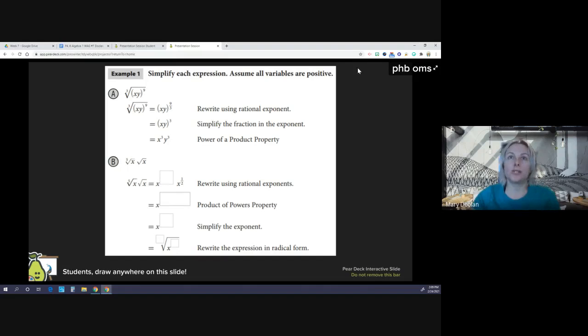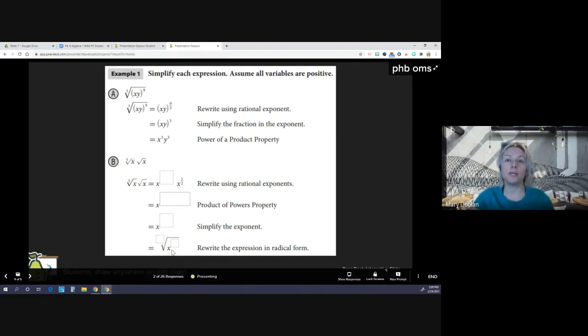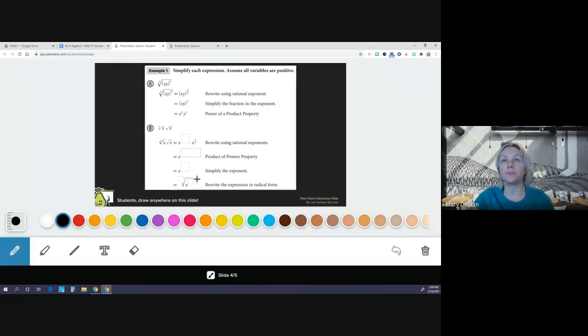Okay, so if we look here, we're going to be simplifying each expression, and we're starting with this expression right here. Remember, when you start using the pencil tool, you do want to resize it or you can get something that's crazy big. So this is what we're starting with, and we want to simplify it.